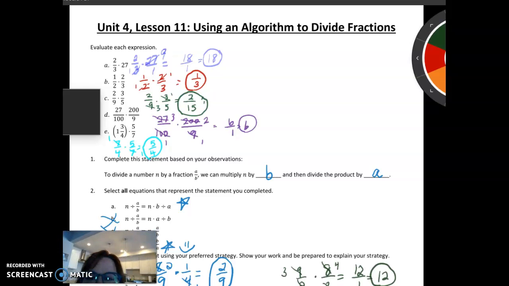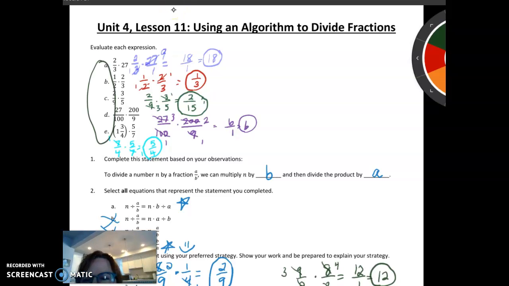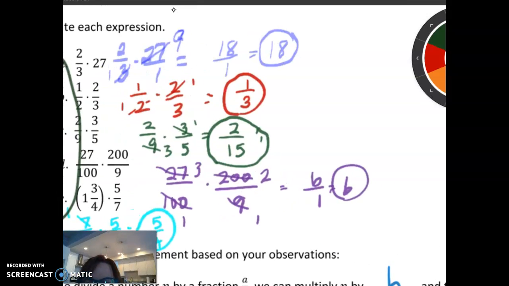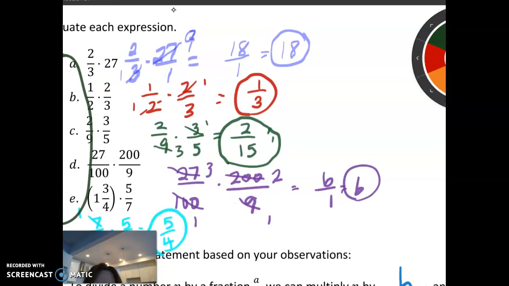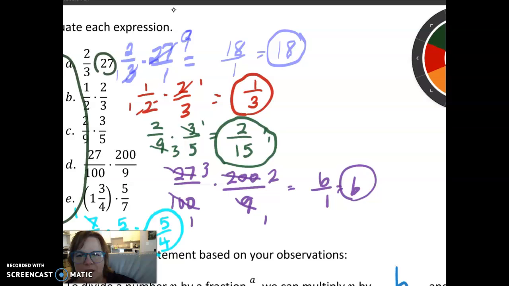First of all, we're just evaluating these initial expressions. 2/3 times 27, all of these are multiplication problems. So why don't I just have you pause your video right now and just correct your work. I just want to remind you of something. When you have a whole number like this 27, it's best to put it over 1 so that when you're multiplying, you remember that you're multiplying straight across, numerator times numerator, and denominator times denominator.